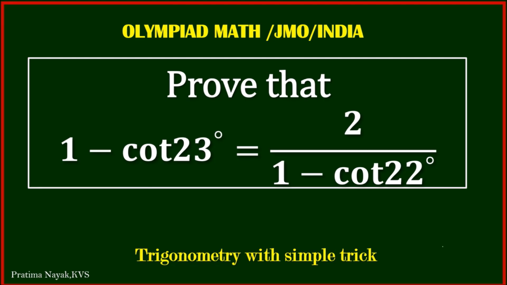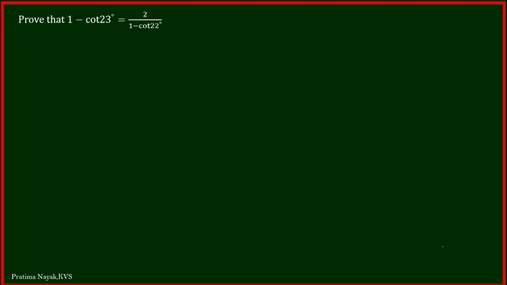I hope you have understood. Question is, prove that (1 minus cot 23 degree)(1 minus cot 22 degree) equals 2. It is a trigonometric question. So we have to prove (1 - cot 23°)(1 - cot 22°) = 2.